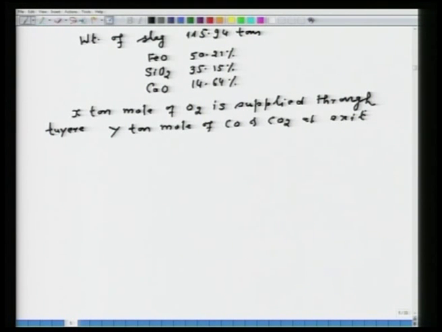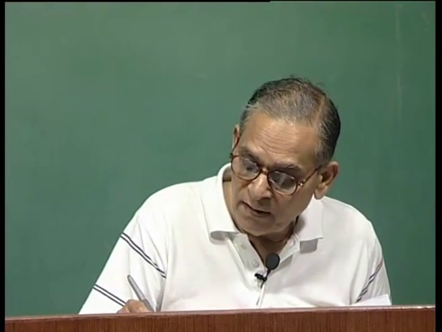Rest I do not have any other information except this, because it says 90% carbon to CO and 10% to CO2. Rest information I do not have. So, I cannot make any nitrogen balance in order to calculate the volume of the blast. Nothing I can do. This is the information I have. Now, I have to do oxygen balance. So, let us see, I will write oxygen balance.